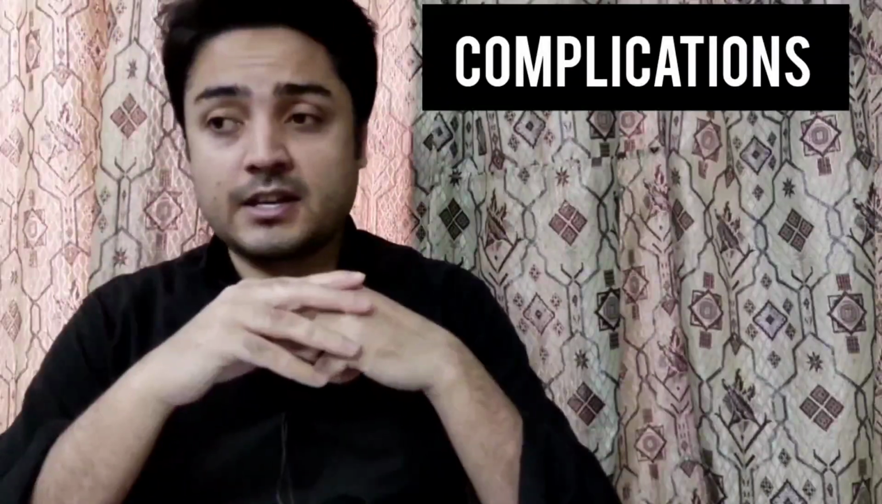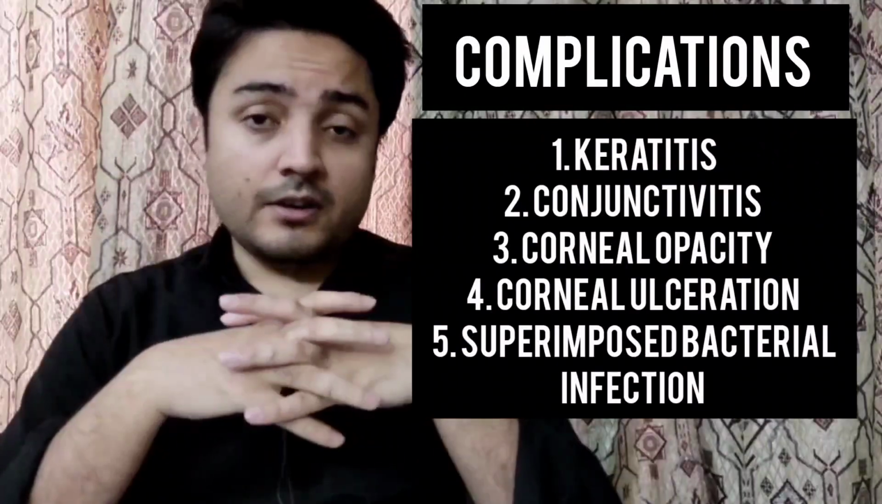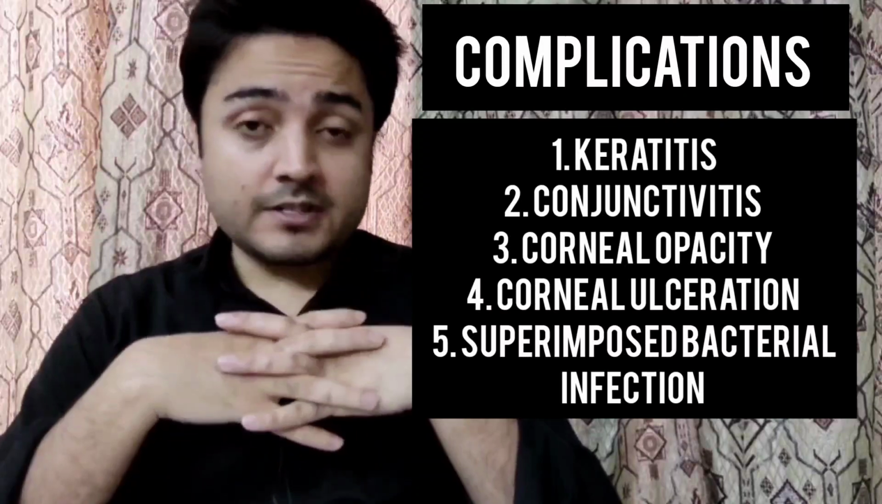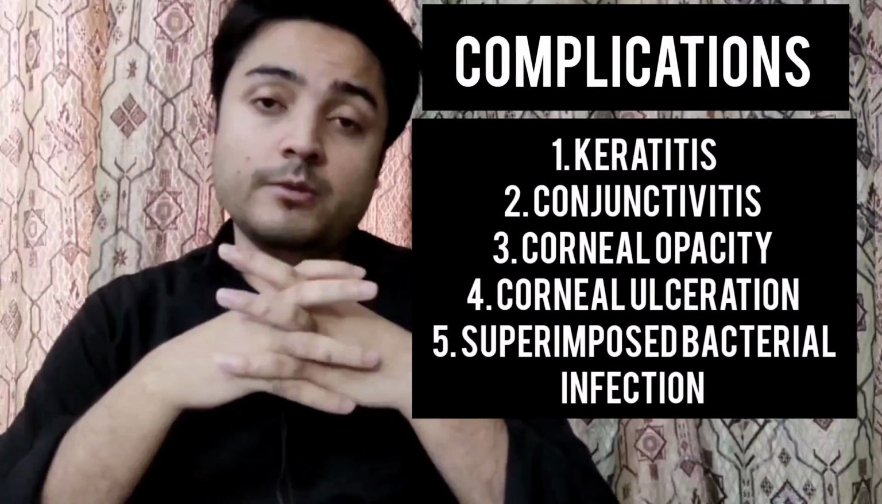So after discussing the treatment of this disease, let's come to the complications. The complications that come to mind are keratitis or conjunctivitis, corneal opacity, or corneal ulceration, and superimposed bacterial infection can also occur. So this was all about the topic of trichiasis.